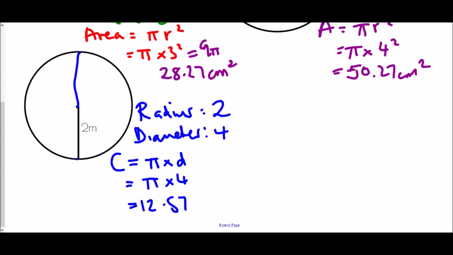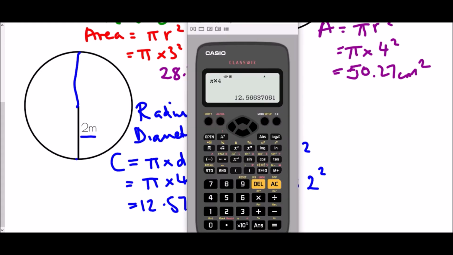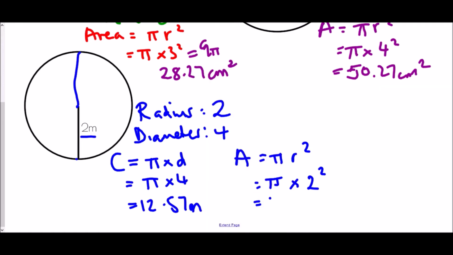Now with this one, I just want you to be careful of the units you were given to begin with. In this case it was metres, and therefore the circumference is also metres. The area, well, that is pi r squared, and so that's pi times 2 squared. If we type that into our calculator, shift pi times 2 squared, well, that equals 4 pi, it equals 12.57. And in this case, metres squared.